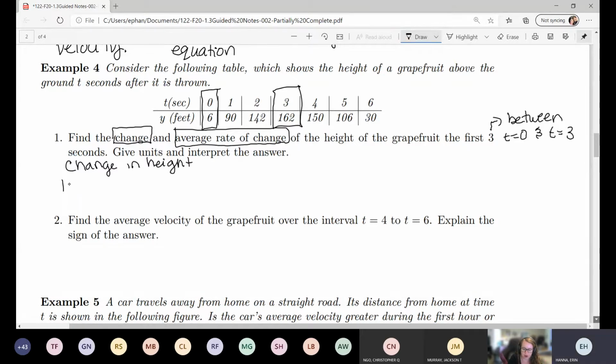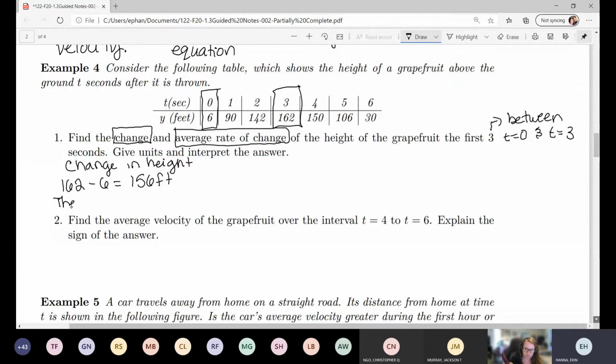Well, at 3 seconds, we're at 162 feet. And at 0 seconds, we were at 6 feet. So the change in height would be 156 feet. And what does that actually mean in context? That means that between that time, the grapefruit is going to go up 156 feet. It started at 6 feet. It goes up 156 feet to end at 162 feet.